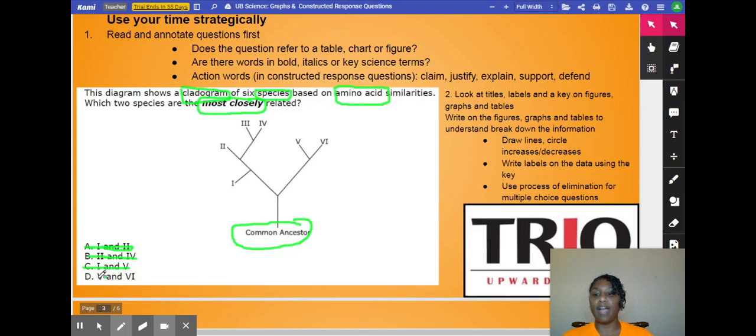That leaves us with 5 and 6. They seem to be the most closely related out of all the choices that were given to us. So we're going to choose that as our best answer. Again, we used our techniques. We read, we annotated, we drew connections, and then we did a process of elimination. And we were able to come up with the correct answer.